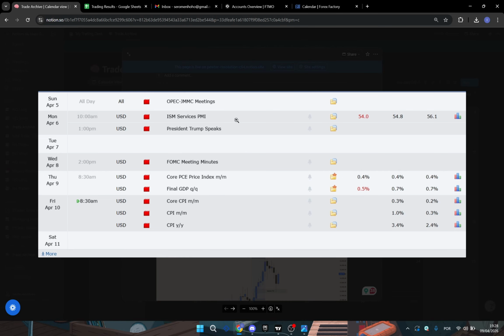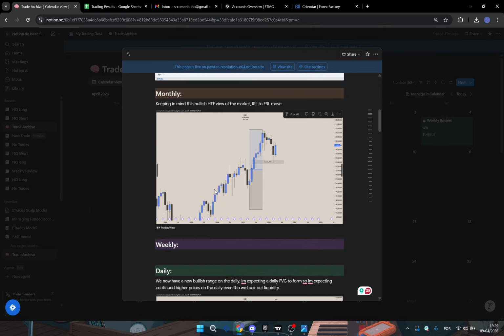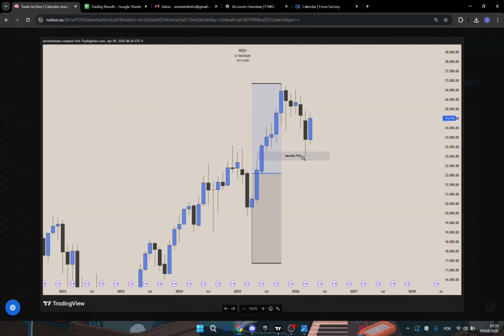Overall, this is the news. We had news at 8:30 today, so I'd be looking for setups at this time. When we go to the analysis side of things, still keeping in mind this monthly fair value gap, how we're pushing higher from here, how we can see this fair value gap push us all the way to this external range liquidity because of this IRL to ERL move. So I've got a bullish kind of view of the market on the higher time frame at least.